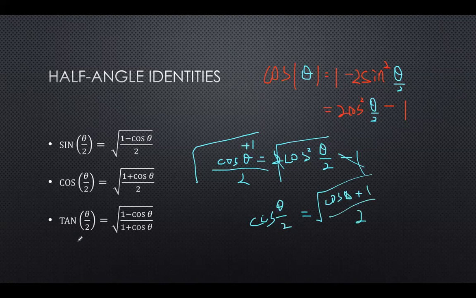And for tangent, remember tangent is equal to sine over cosine. So you divide these two radicals and you simplify into 1 minus cosine over 1 plus cosine. Any questions?